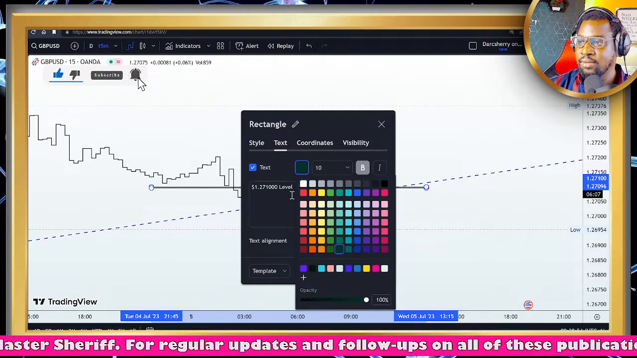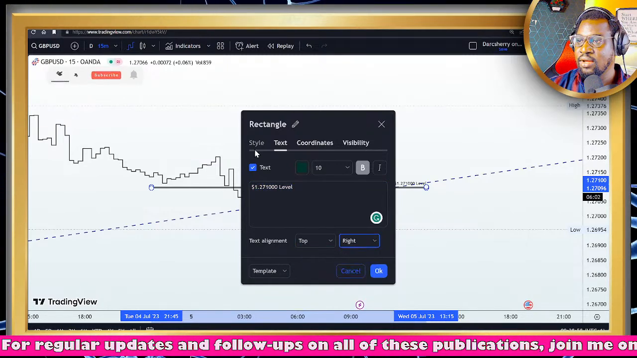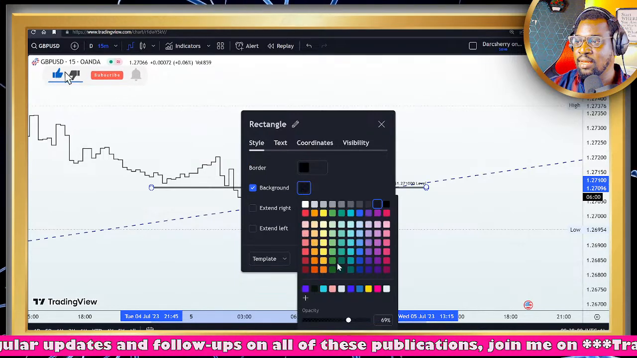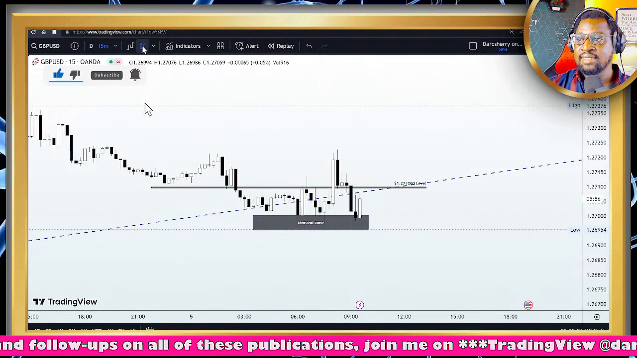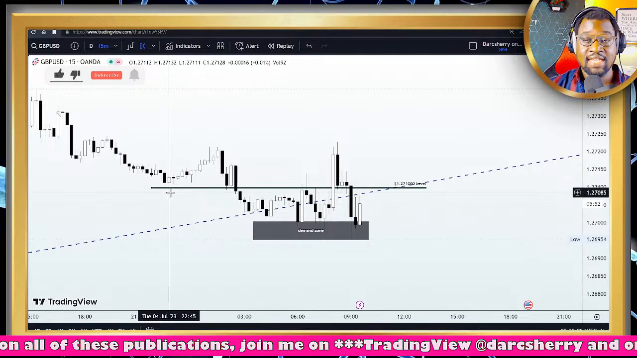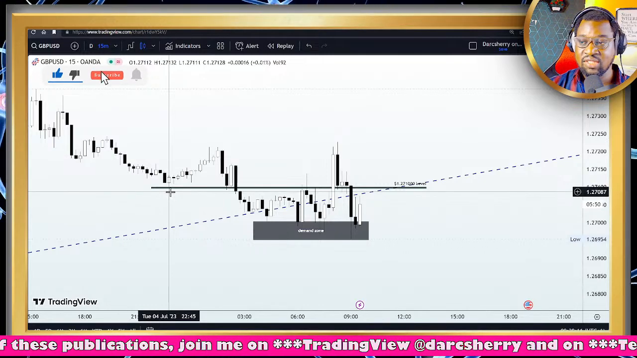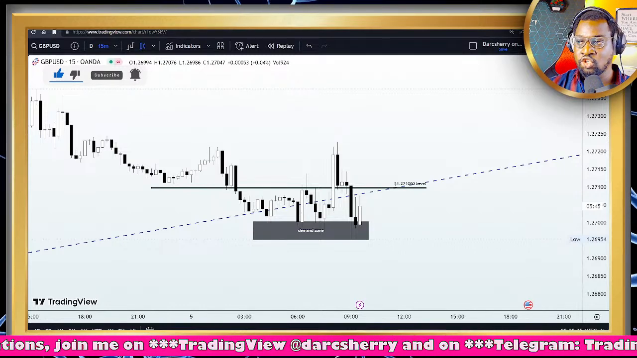And then I will just put this at the top right hand side. Okay, give this a green color. Here we go. So if you look at this neckline here, you will see how it has been a major determinant of price action since the later part of yesterday. And I want to see price action climb above that structure.